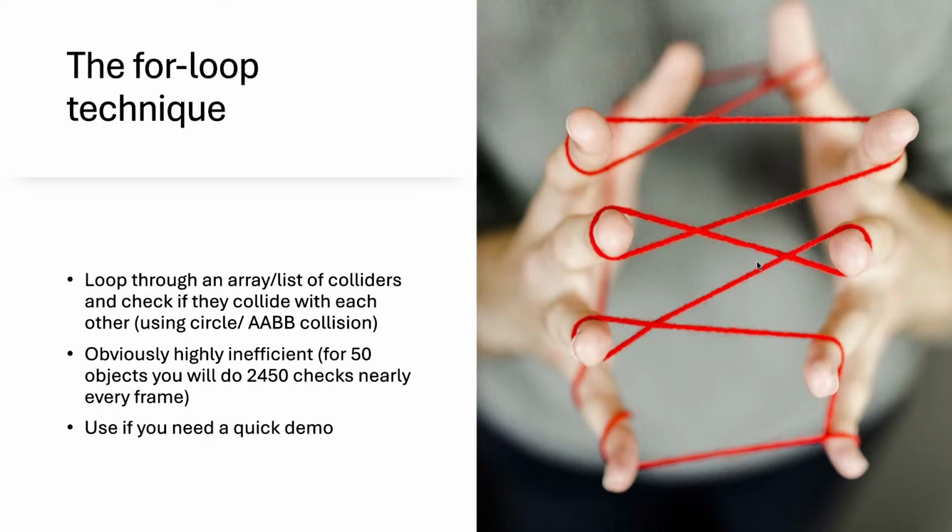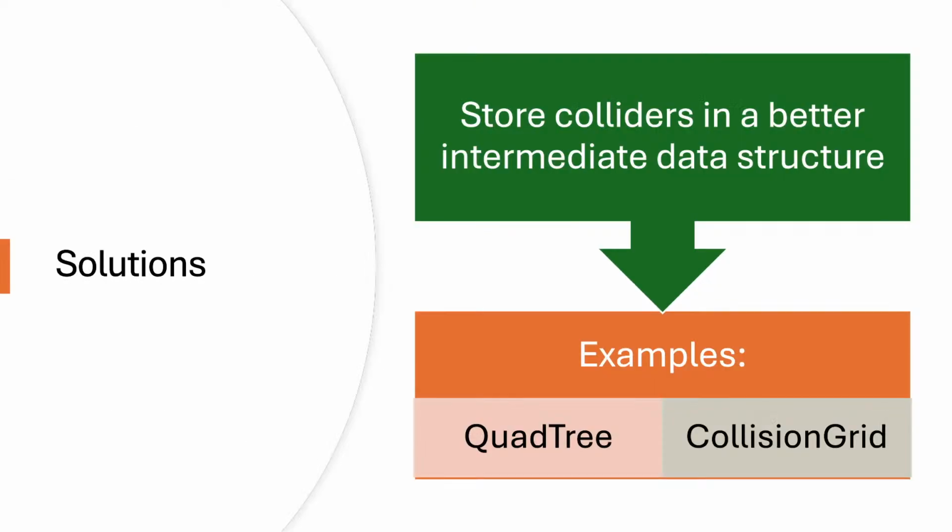So other solutions are storing our colliders in better data structures. Now this is much easier said than done. One of these data structures we can use is a QuadTree, where we recursively create smaller collision areas, if I can say it like that. Another example is a collision grid. The collision grid is conceptually much easier because you just divide the actual screen and map into little sections and check the surrounding sections and the section itself, but we will get to that later.